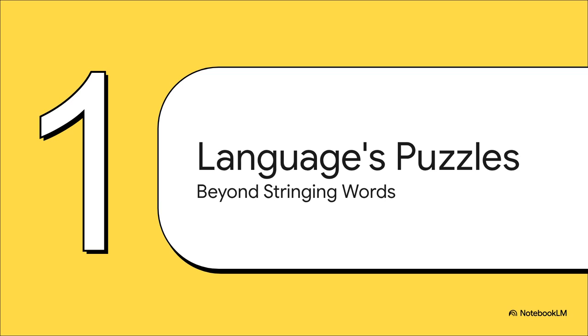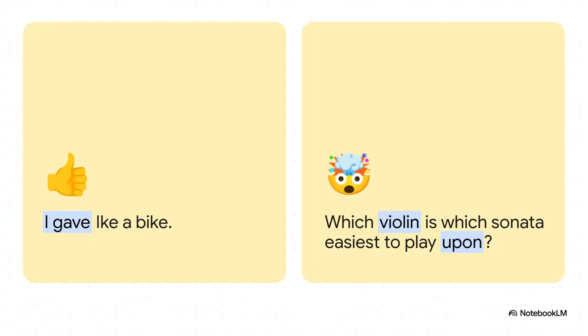You see, grammar is constantly solving these incredibly tricky puzzles behind the scenes. So check out these two sentences. I gave Ike a bike. Super straightforward, right? The words that belong together are sitting right next to each other. But then you get something like the sentence on the right. The word violin is meaningfully connected to the word upon. But look at them. They're miles apart in the sentence. This crazy puzzle is called discontinuity, and it is a huge headache for any theory of grammar.